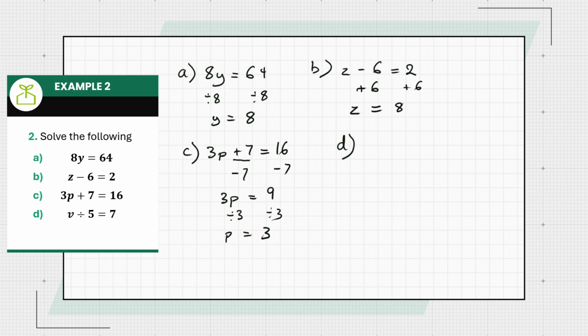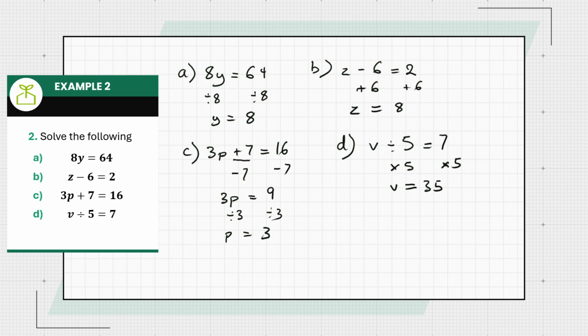Alright, let's look at D. We have v divided by 5 is equal to 7. In order to get rid of the divide by 5, let's multiply both sides by 5. v is equal to 5 times 7, which is 35.